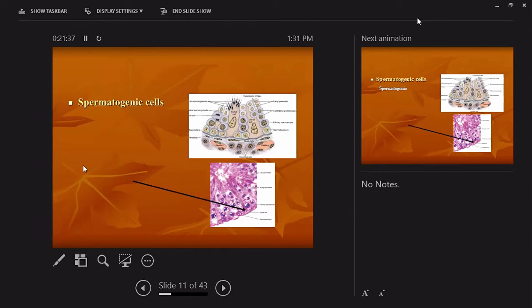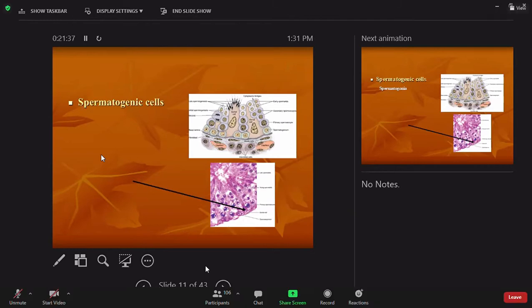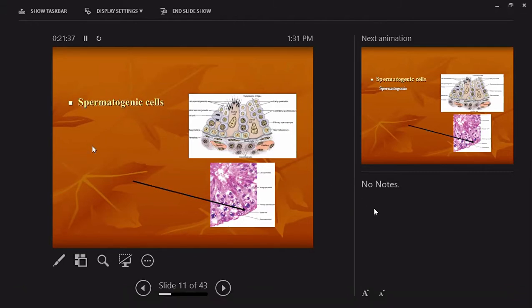Here is the Sertoli cell, no? Anyway, it's labeled there. This is the Sertoli cell to Sertoli cell junctional complex. This area, this one here, and this one, these are the Sertoli cell junctional complex.